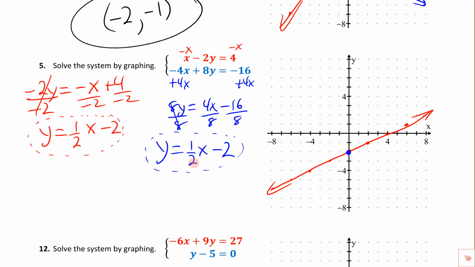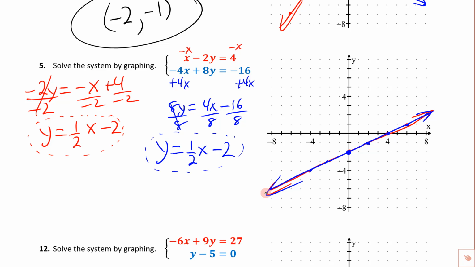The slope is positive 1/2, so we would rise 1 and run 2, rise 1 and run 2. That means that this blue line is going to be right on top of the red one. Now, if the blue one is a picture of all the points that work in the blue equation, and the red line is a picture of all the points that work in the red equation, we want a solution that works in both of them. We want point or points that work in both of them.